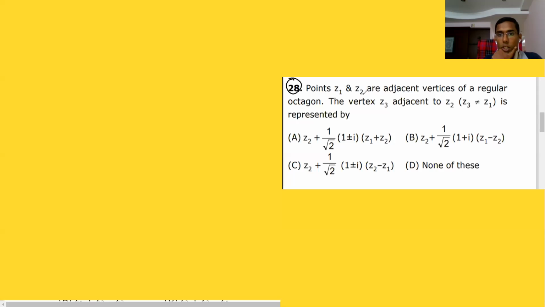Points z1, z2 are adjacent vertices of a regular octagon. The vertex z3 is adjacent to z2, z3 is not equal to z1. Octagon means 8 sides will be there. Octagon means, so this 4 sides here, and then next 4 more sides are here, like this.